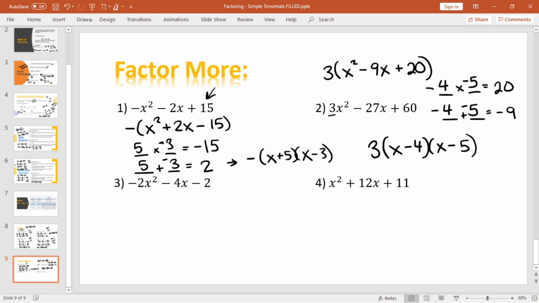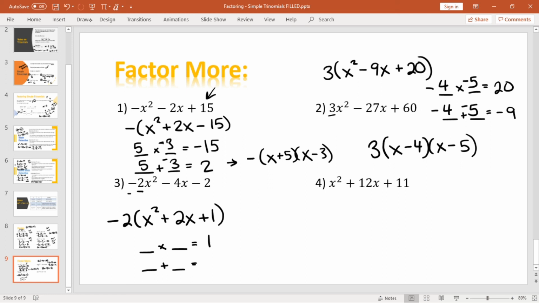Number 3, we've got a 2 in front and a negative. Pull them both out. Negative 4 divided by negative 2. Negative 2 divided by negative 2. All right, so now we're going to factor. I need to multiply to 1 and add to 2.